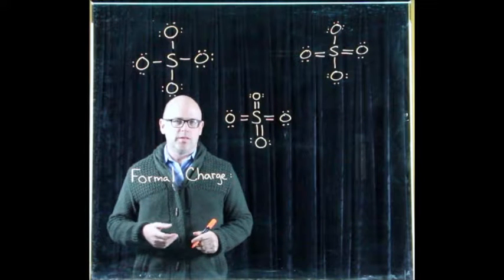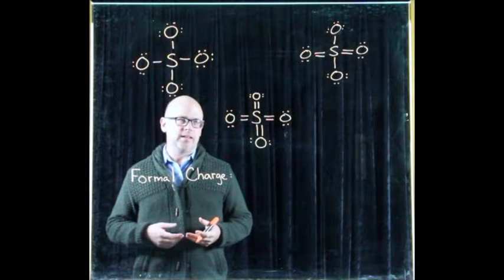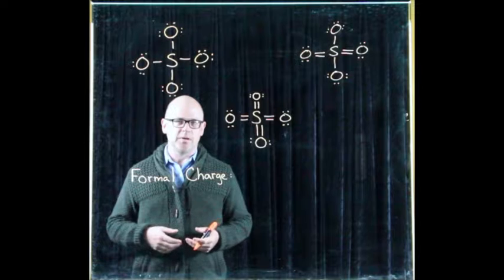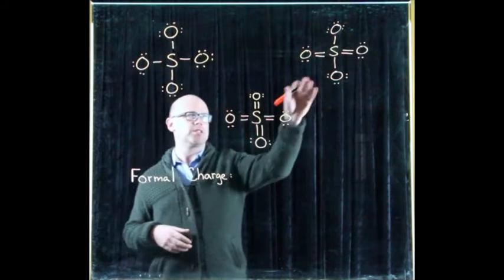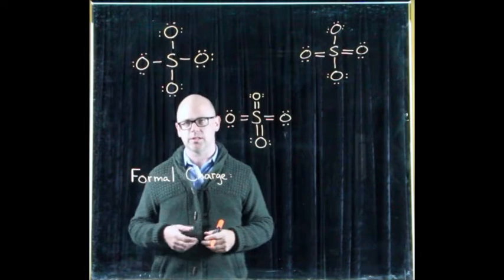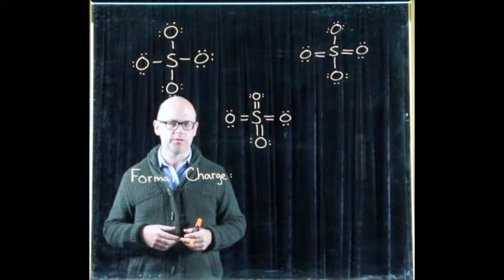Okay, so last lesson we learned about the sulfate ion and the resonance that exists within the ion, but what we need to be able to do now is try to figure out which one of these structures is correct and how do we make that structure. And the way we do that is by using something called formal charge.